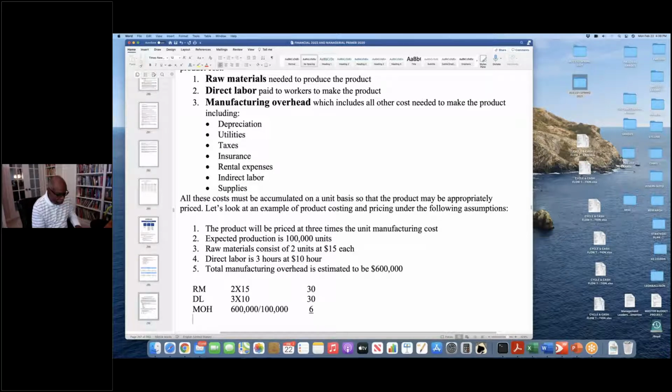So what's our total unit cost going to be? Would it be 66? Will we just add everything or no? Yep, yes, 66. So that's 66. What are we going to sell it for?